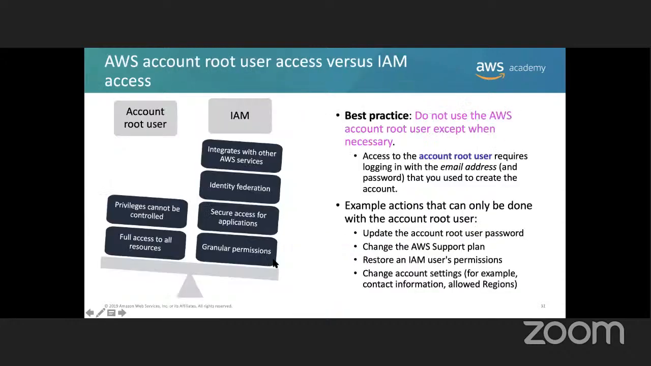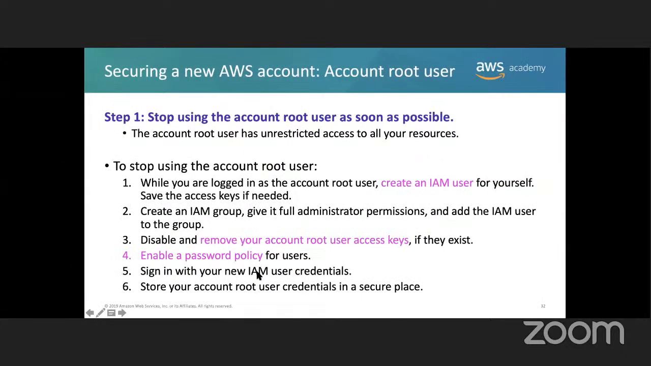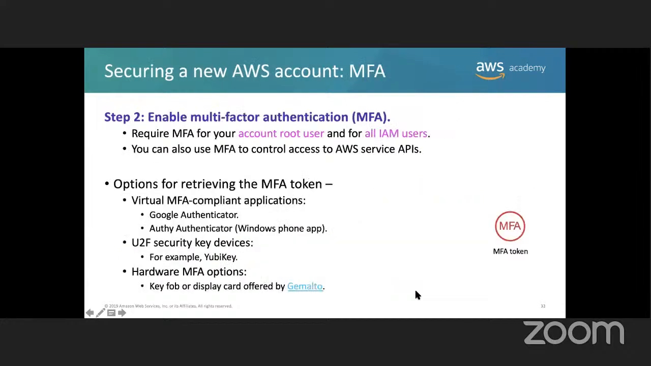So, enable the password policy for users. Sign in with your new IAM user credentials. That's what I did. Store your account or your users' credentials in a secure place, okay? Because they're super important. Okay? Enable multi-factor authentication, MFA. Require MFA for your account root user and for all IAM users. Remember the policy that I showed you guys? You can also use MFA to control access to AWS service APIs. Okay.